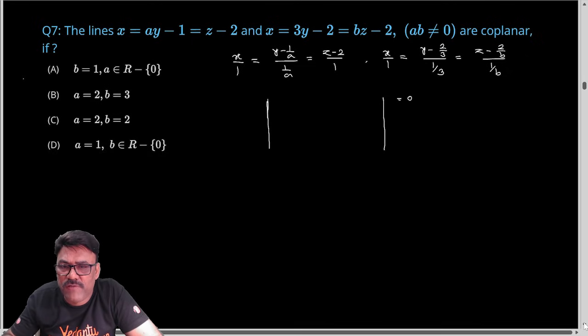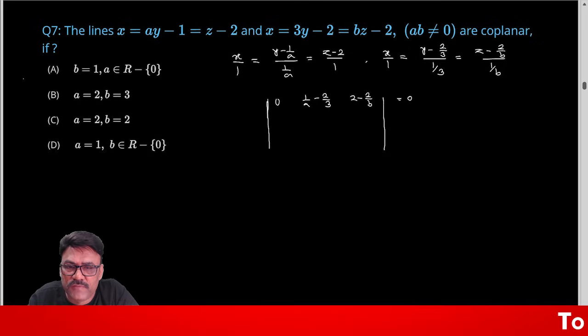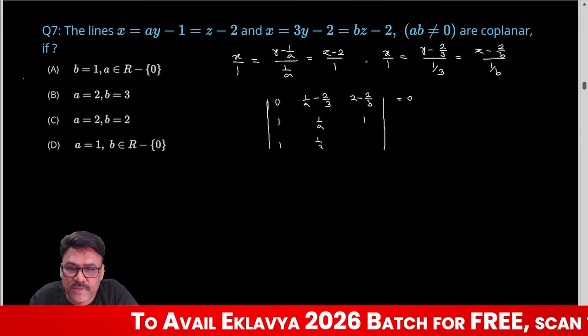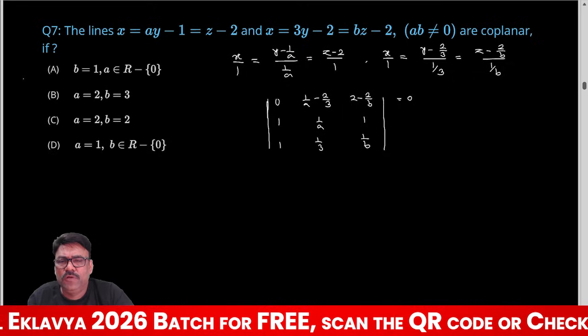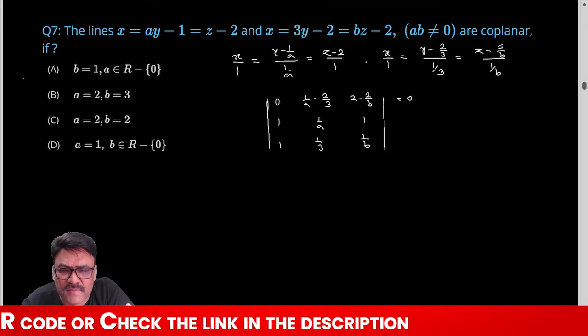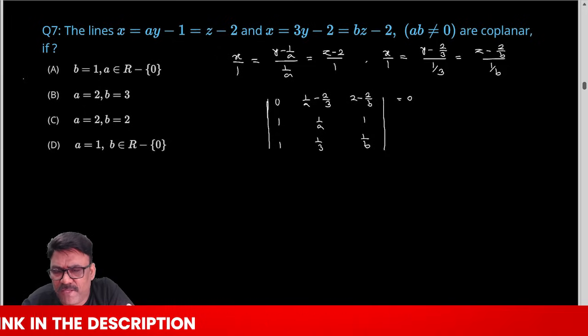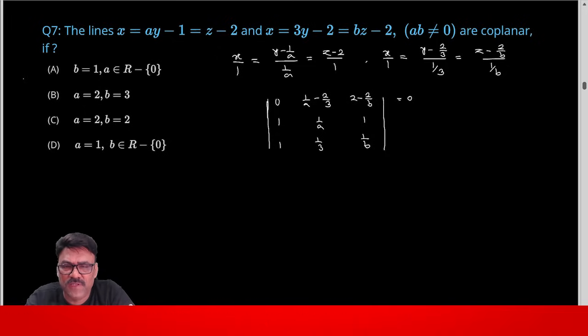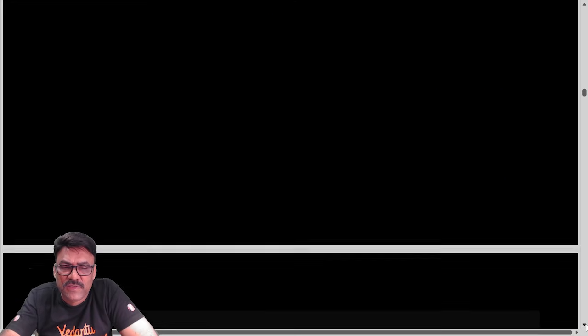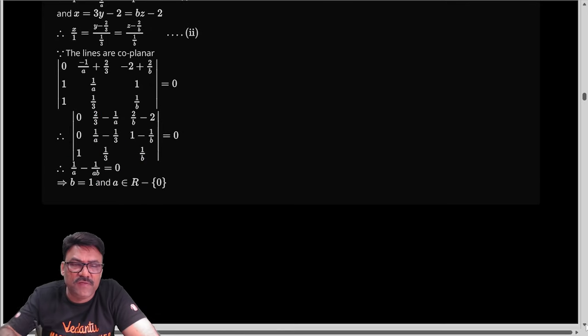In the first row, I will take the difference of the 2 points, 0 minus 0, which is 0. Then 1 by a minus 2 by 3. Then 2 minus 2 by b. Then direction ratios of the two lines, so 1 by a, 1 by 3, 1 by b. Now no need to do anything. Just subtract the second row from the third row, or you can straight away expand. It's your choice. So when you expand this determinant, straight away, no need to do anything. Even if you expand it directly, ultimately you will get this condition.